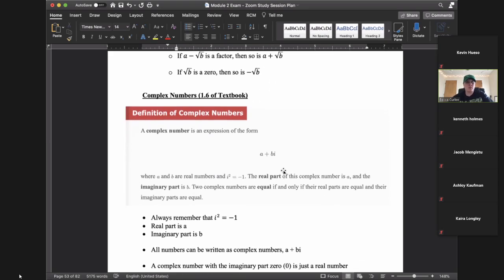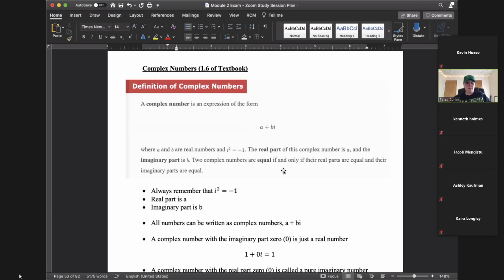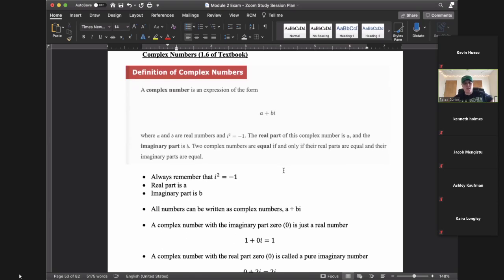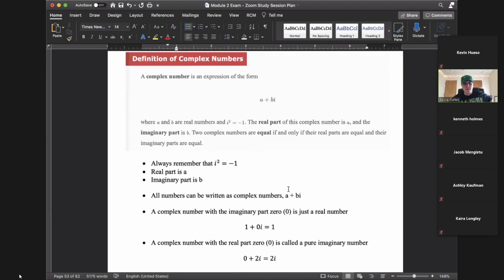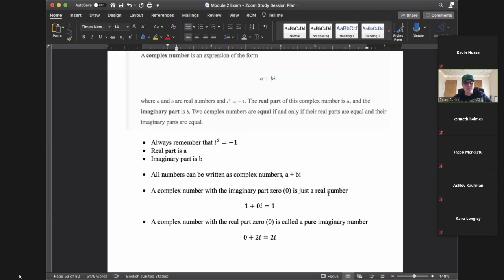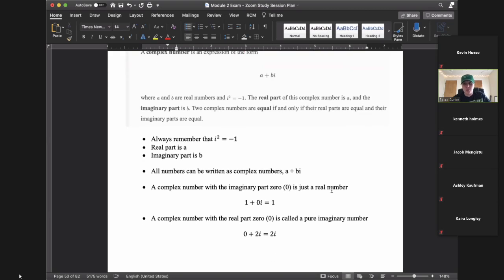We've got complex numbers. So a complex number is just a plus bi. And always remember that i squared equals -1. A is the real part right here. This is your real part of the number, and b is your imaginary part. All numbers can be written as complex numbers. Every single number can be written as a plus bi. A complex number with the imaginary part 0 is just a real number.